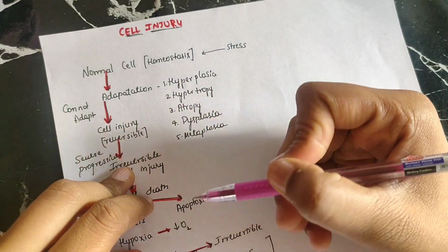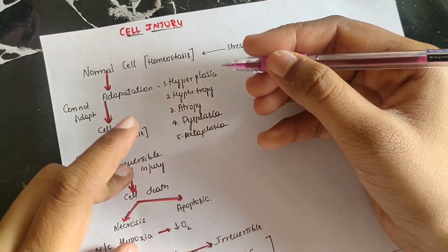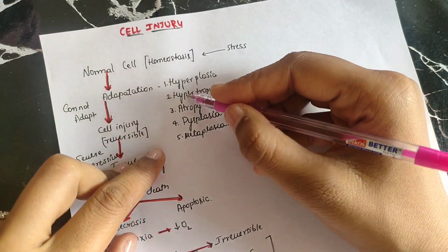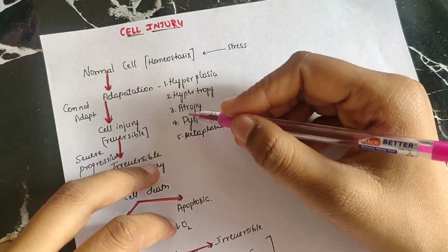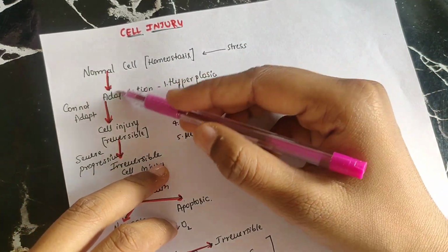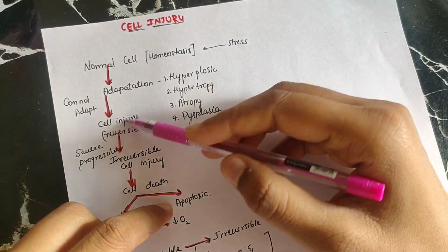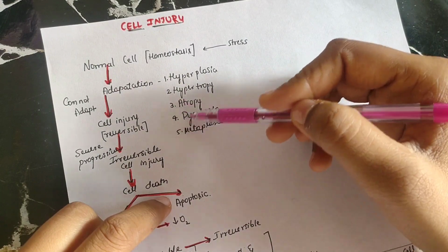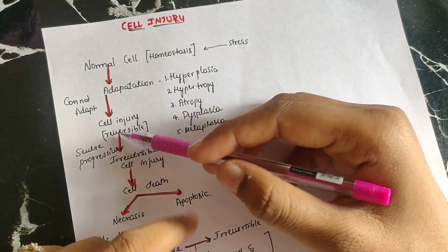It tries to adapt to that condition through many things like hyperplasia, an increase in the number of cells, and also hypertrophy and atrophy, dysplasia and metaplasia. These are the adaptations which a cell adopts in order to bring the cell back into the normal homeostatic condition. But when it fails to undergo these adaptations, even though they are made, and fails to bring the cell back into homeostasis, then cell injury occurs.